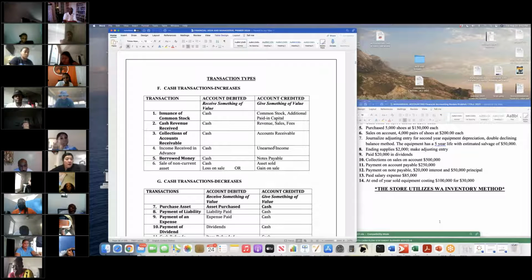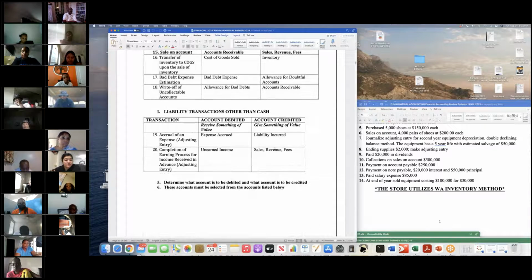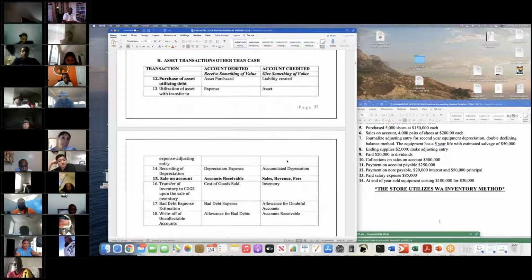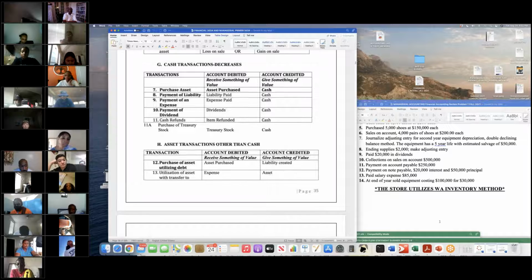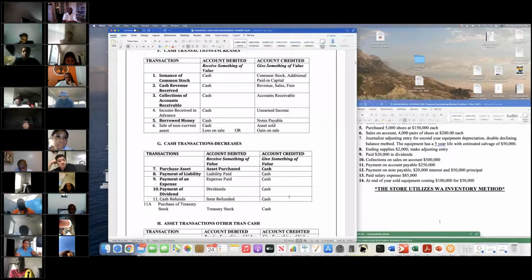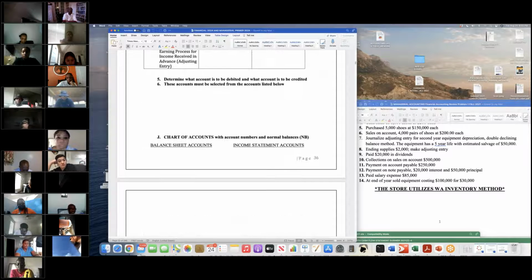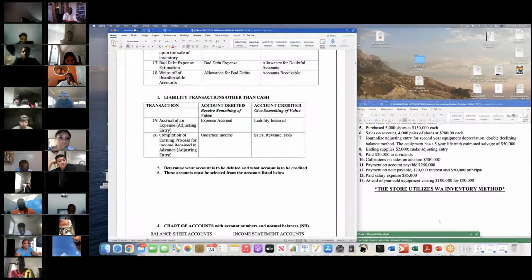And in Principles 1, we looked at about 20 journal entries. And so with these journal entries, I basically say these are the journal entries that we're making. Journal entry types: we have journal entries where cash comes in and cash is debited. We have journal entries where cash is paid out and cash is credited. And then we have asset transactions other than cash. And then we have some liability transactions other than cash.